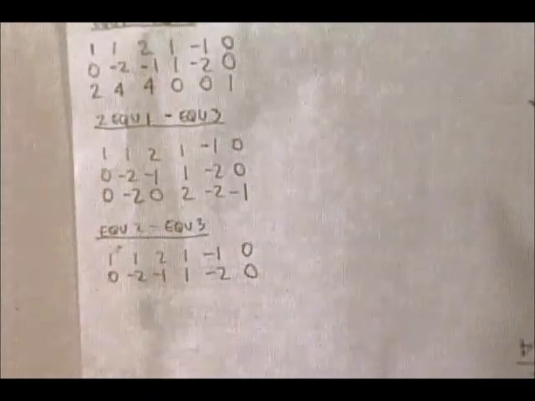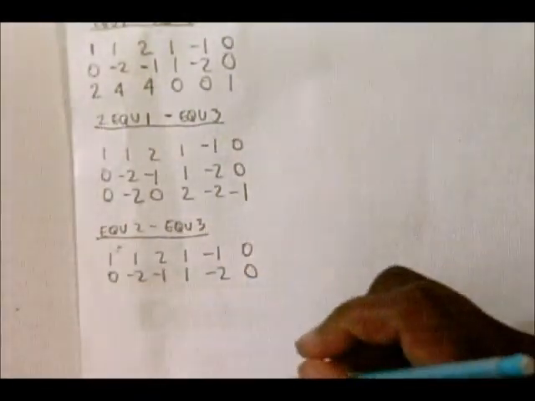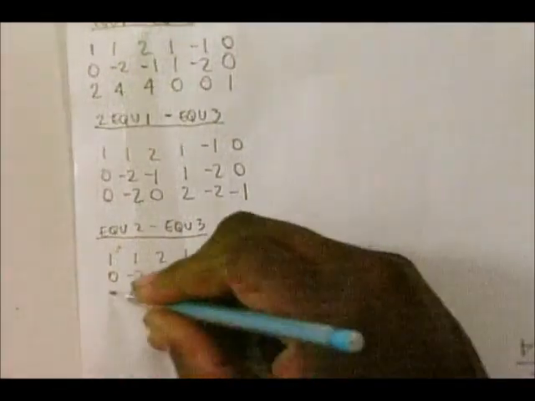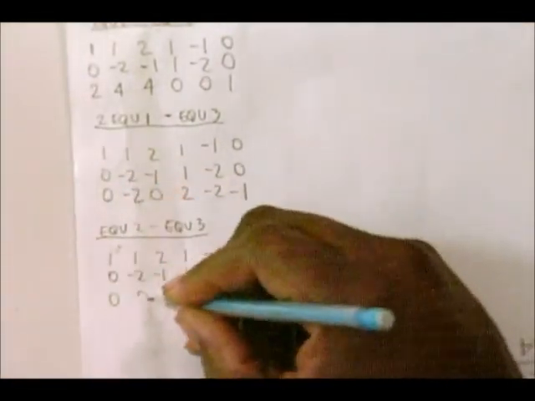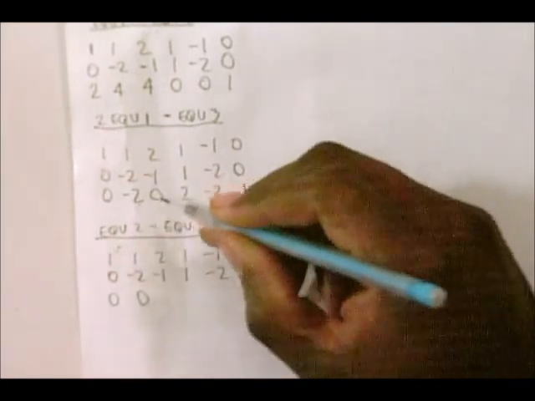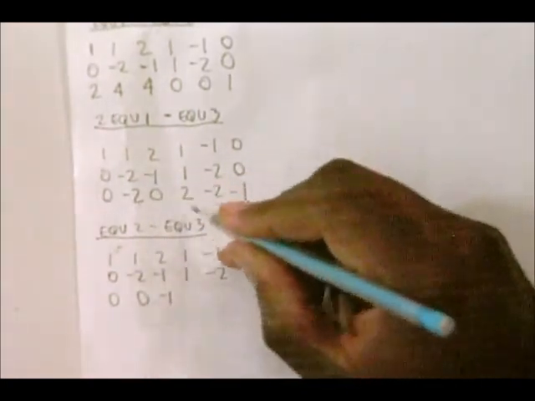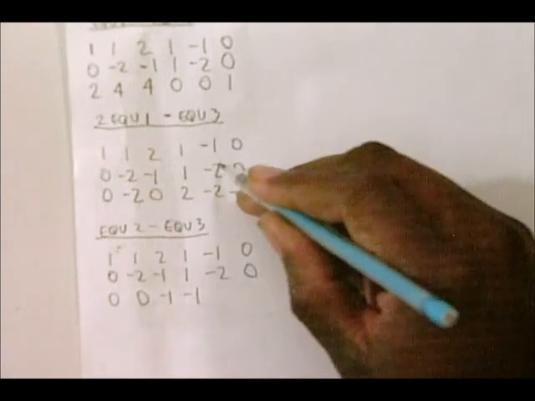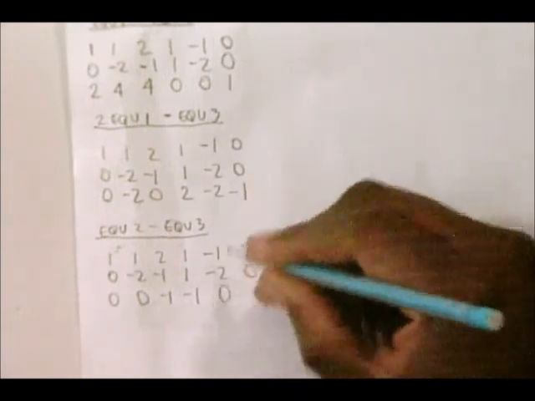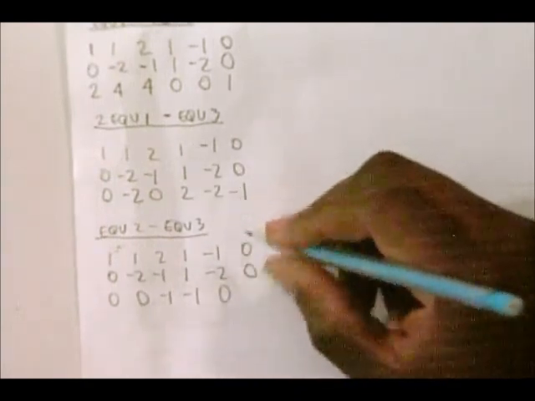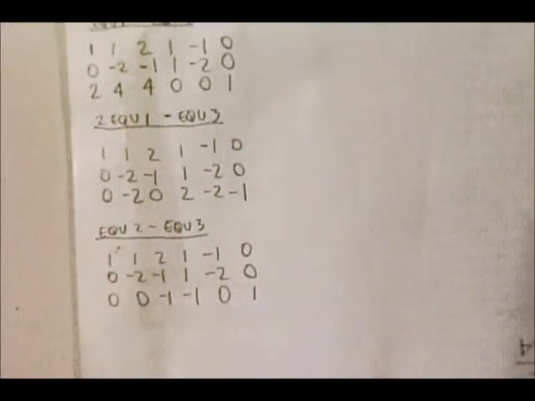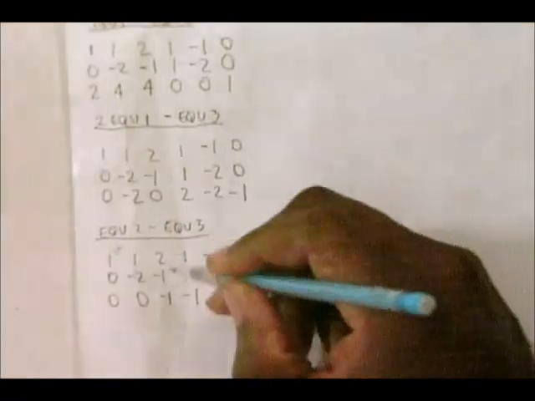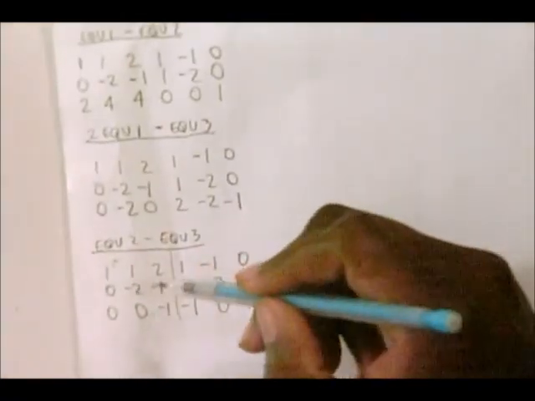And now let's subtract equation 2, equation 3. Row 2 and row 3. So we end up with 0 minus 0 is 0. Negative 2 minus negative 2, that's 0. Negative 1 minus 0, that's negative 1. 1 minus 2, that's negative 1. Negative 2 minus 2, that's 0. And 0 minus a negative 1 is 1. All right, so we're getting closer and closer to getting this identity matrix on the left.